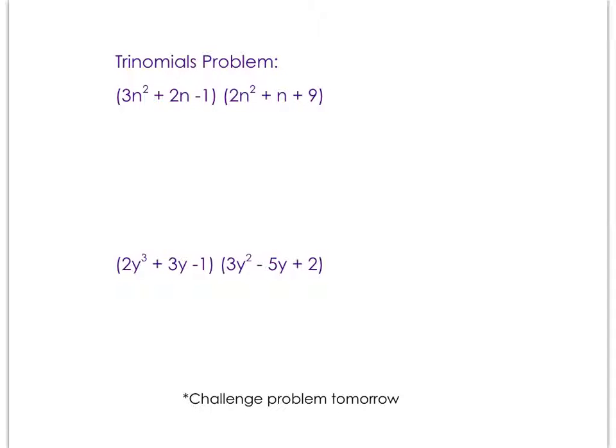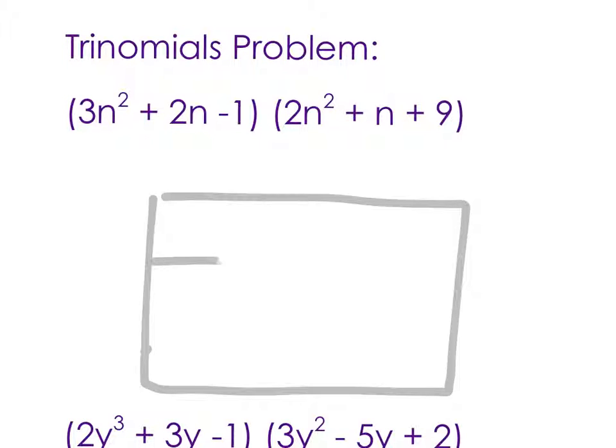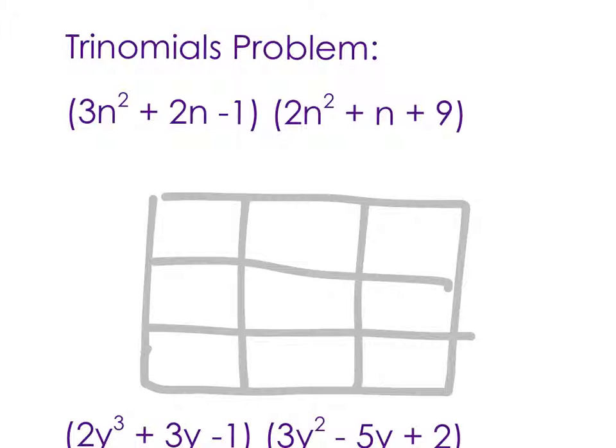Now let's take a look at a trinomials problem. So a trinomial multiplied by a trinomial. The method that I'm going to use, but you can feel free to use whatever method you would like, is the box method. So I'm going to make a 3 by 3 box and then set up this problem. So I will label 3n squared plus 2n minus 1 and 2n squared plus n plus 9.